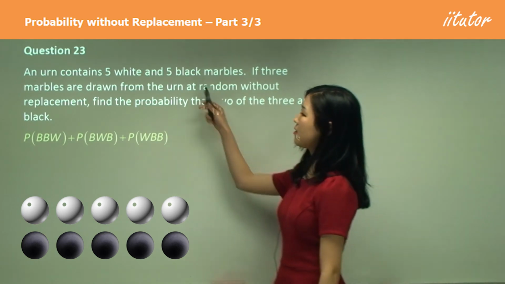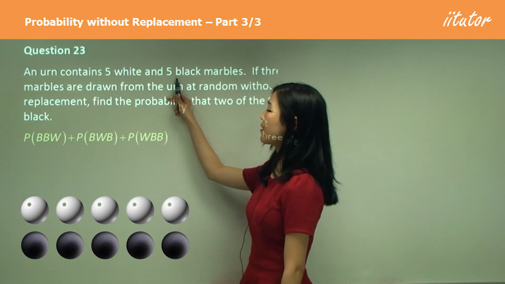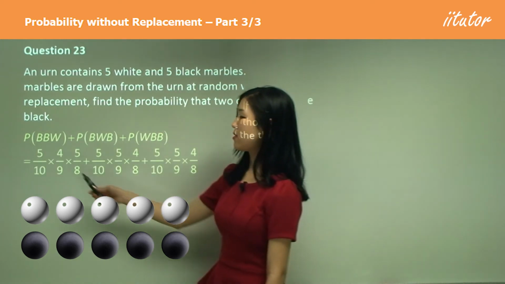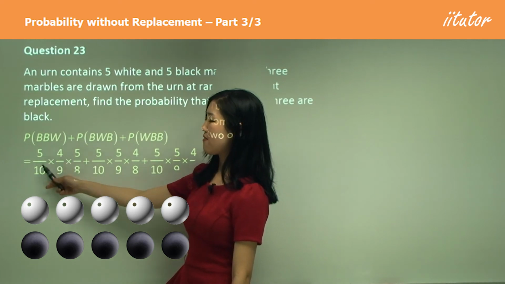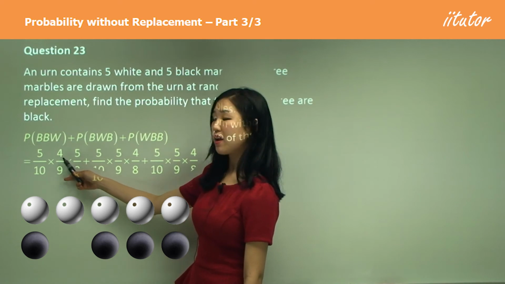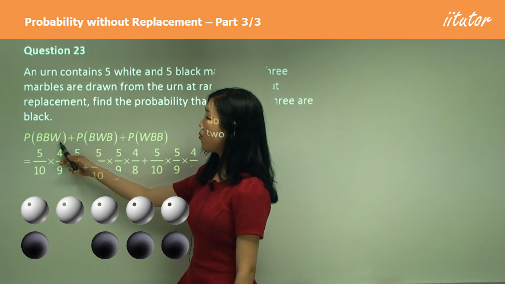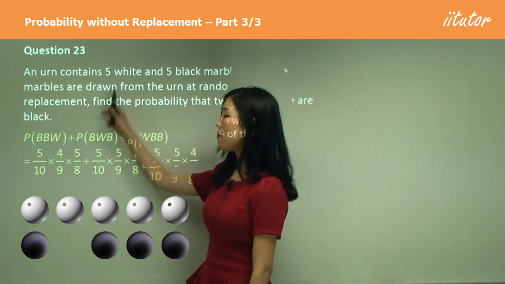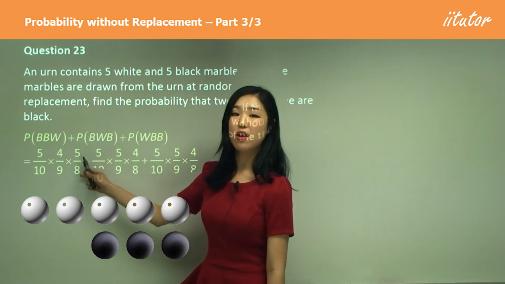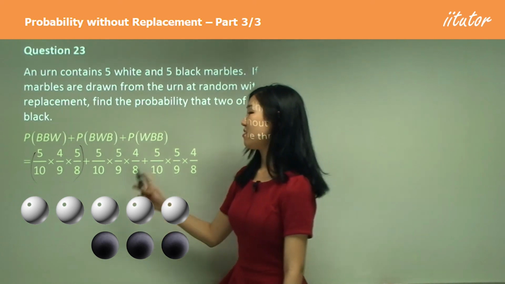We know that there's 10 marbles in total, so there's 5 white and 5 black. There's 5 out of 10 for black and 5 out of 10 for white. So we do the same thing. For black, black, white, we'll have 5 out of 10, and there's 1 less black marble, so we'll have 4 out of the 9 left because there's 9 left to choose from. And then here, white is 5 out of 10, but because I've already picked 2, there's 8 left to choose from. So 5 out of 8 for the last one here.